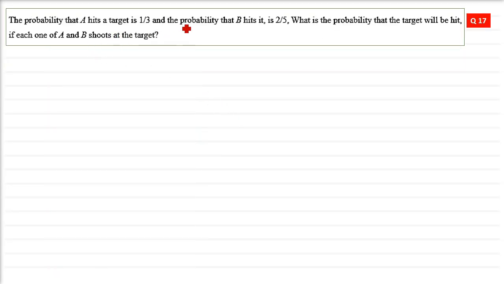The probability that A hits a target is 1 by 3 and the probability that B hits it is 2 by 5. What is the probability that the target will be hit if each one of A and B shoots at the target? Wherever we have A and B, we normally assume that it is intersection. Wherever A or B comes, we normally assume that it is A union B. Let's see what comes up in this question.